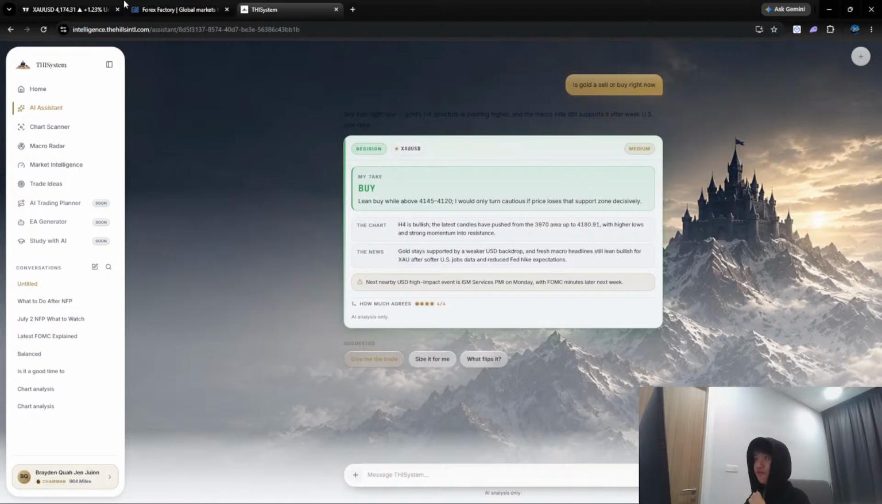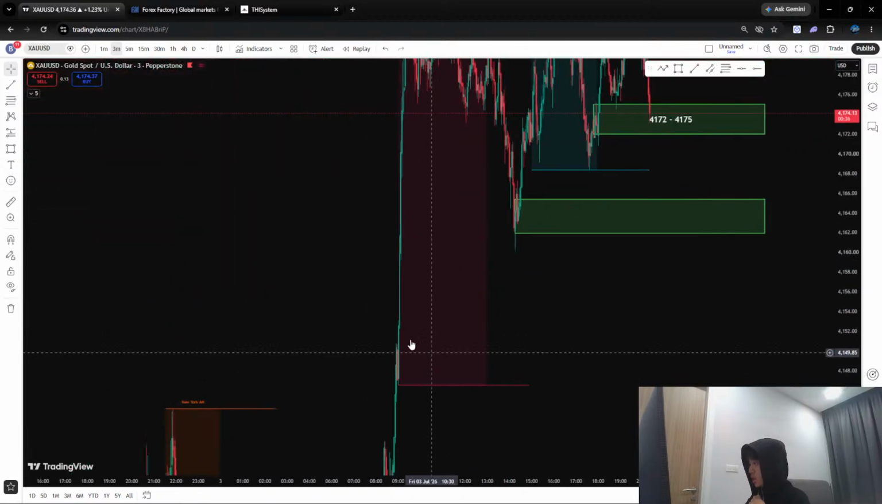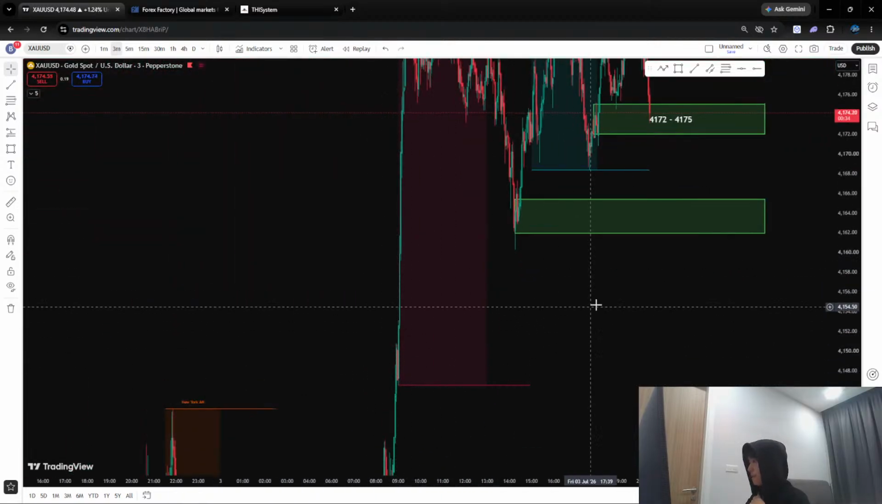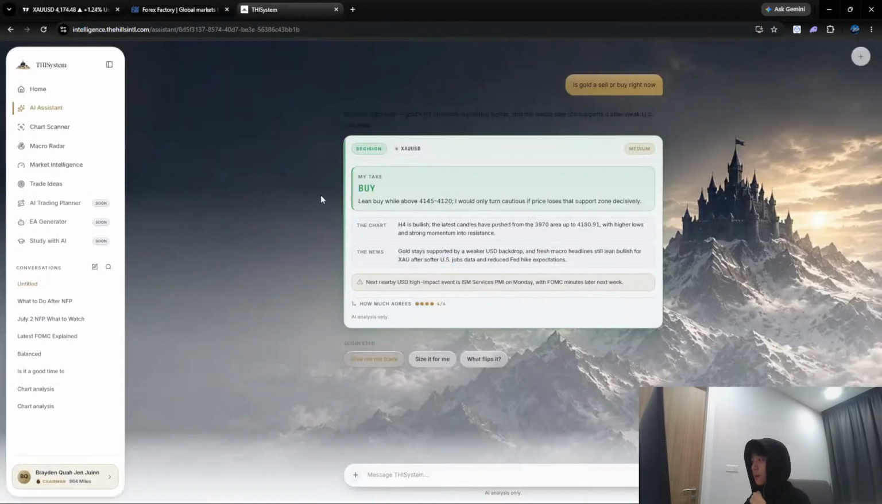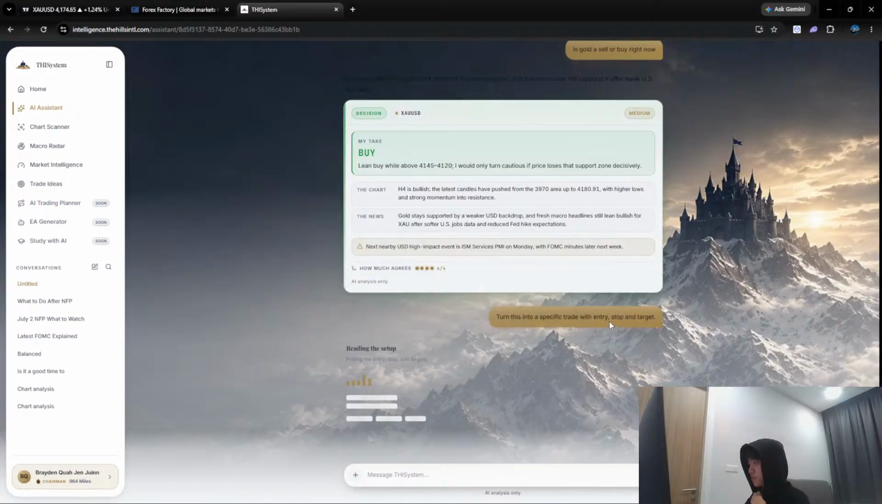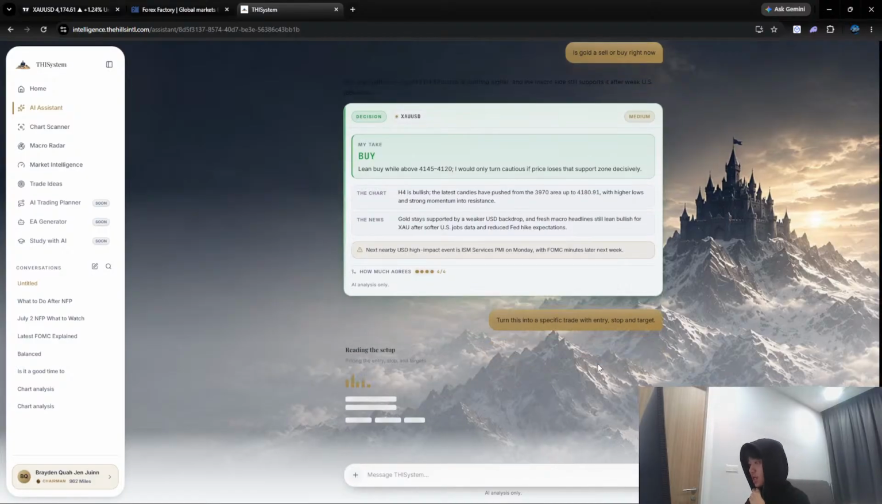Lean buy while above 4145. So if gold is above this area right here, then we can go for buys. Give me the trade. You see, give me the trade. So we will go for this trade right here. Let's see.